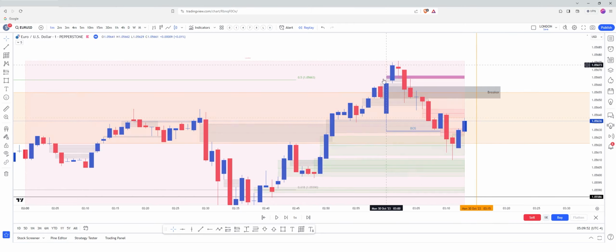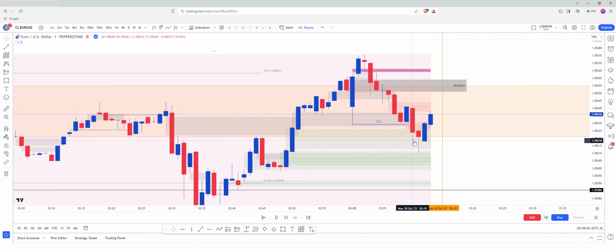So that's enough confluence for me to look at taking a trade. And then we are coming up to trigger an entry into the open of the new 15-minute candle. So this is the extra confluence that I would look for.